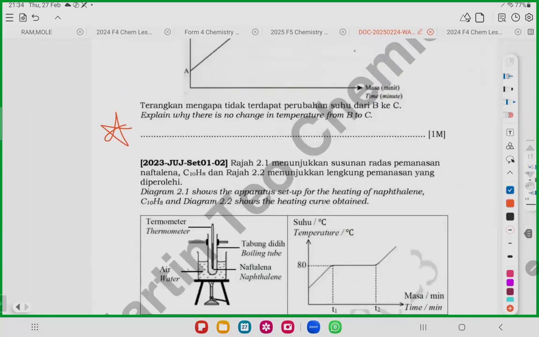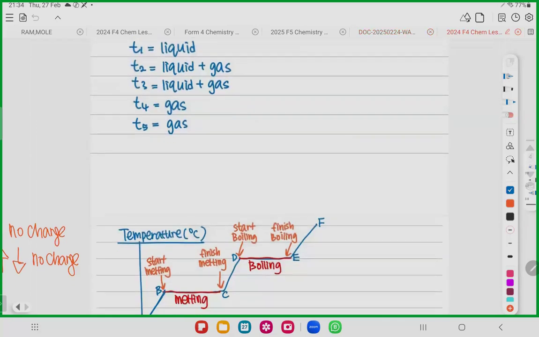Okay, now let's move on to learn the last part for heating curve. Heating curve almost done, 90% done. So now we have the last 10% left. Let's go and do it.